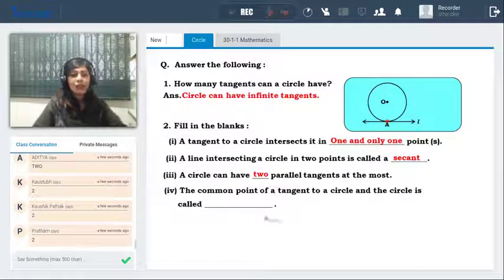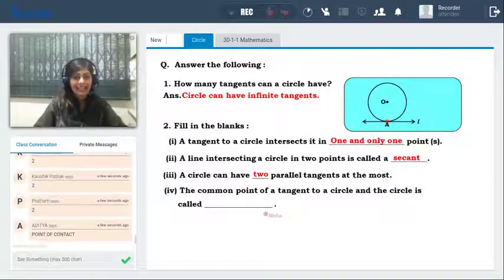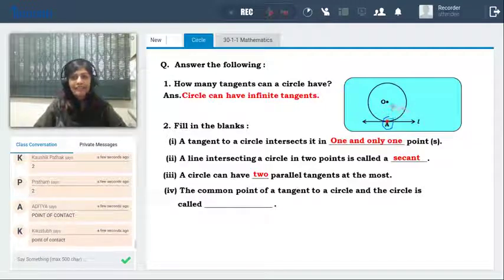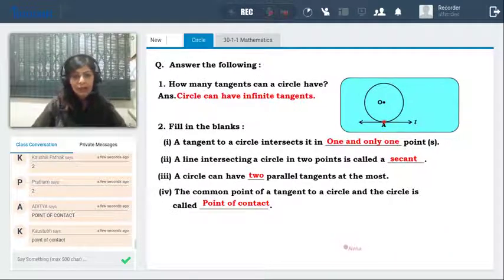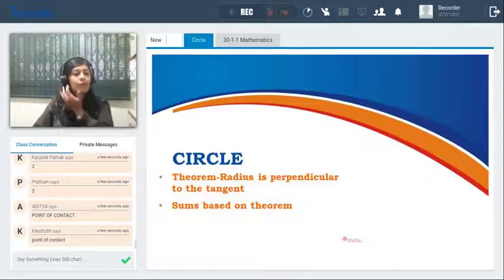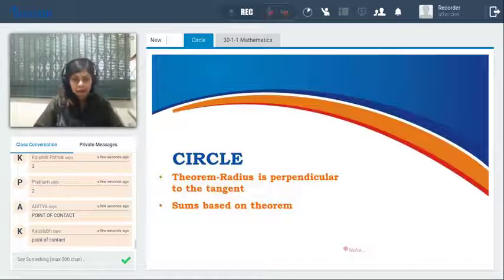Now, the common point of a tangent to a circle and the circle is, yes, very good, the point of contact. So point A, as we can see, is the point of contact. Very good. So we're done with this. Let's quickly move to the important theorems in your chapter now.